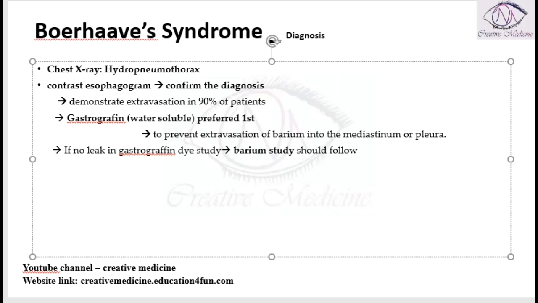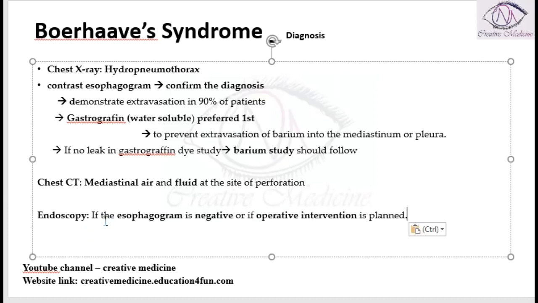Chest CT is also done. When you do a chest CT, you will see the presence of mediastinal air, and fluid is seen at the site of perforation. Endoscopy can be done. If operative intervention is planned, or if the contrast esophagogram is found to be negative, in such cases we can do endoscopy in the patient.